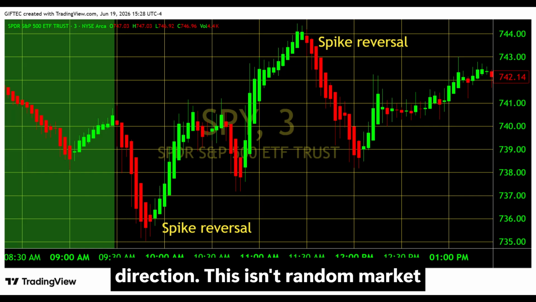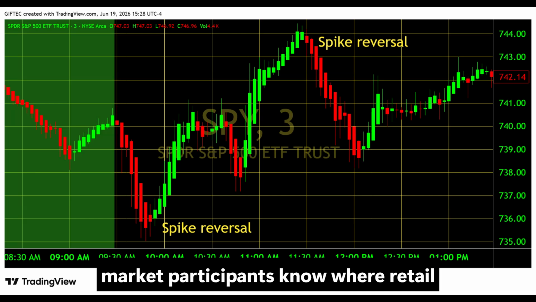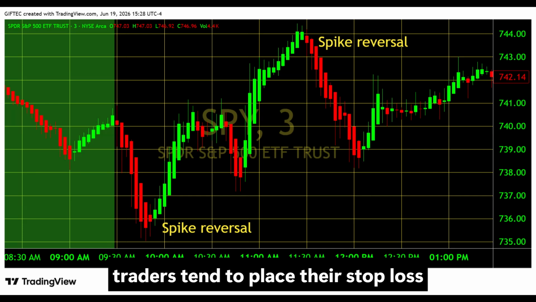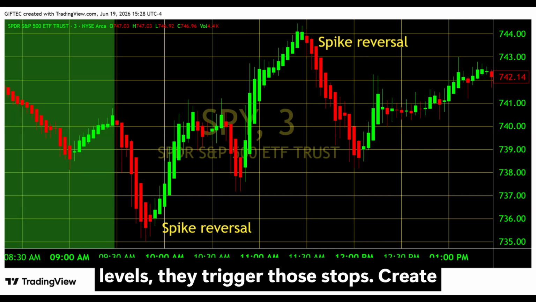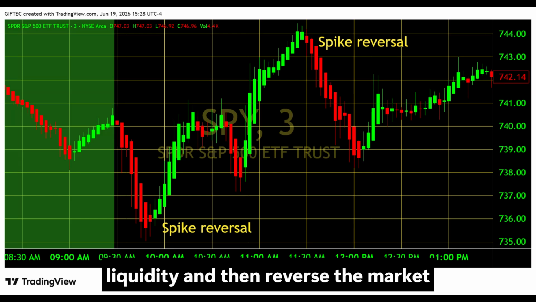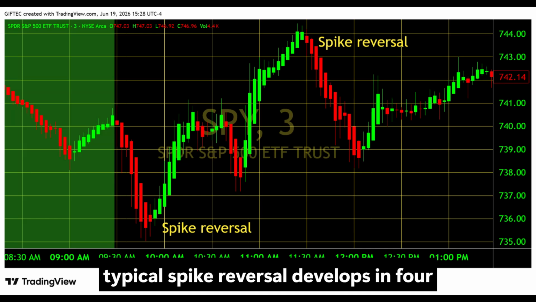This isn't random market behavior. These reversals are often driven by institutional liquidity. Large market participants know where retail traders tend to place their stop-loss orders. By pushing price beyond key levels, they trigger those stops, create liquidity, and then reverse the market once enough orders have been filled. A typical spike reversal develops in 4 stages.